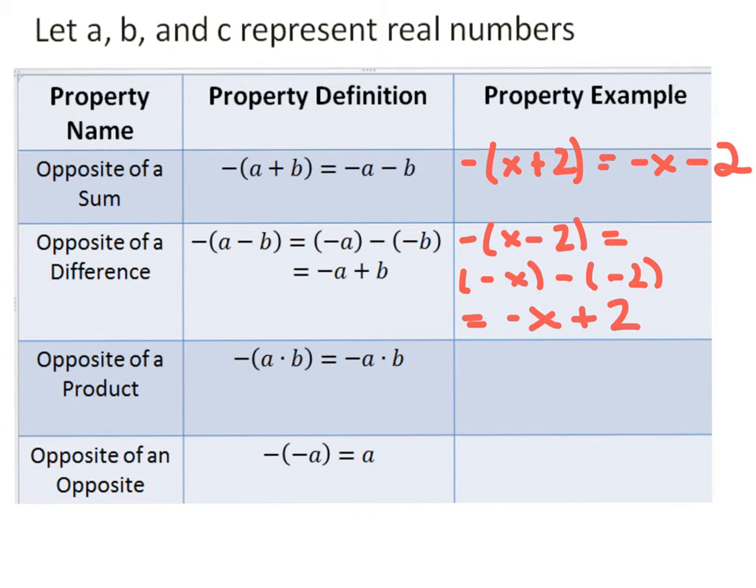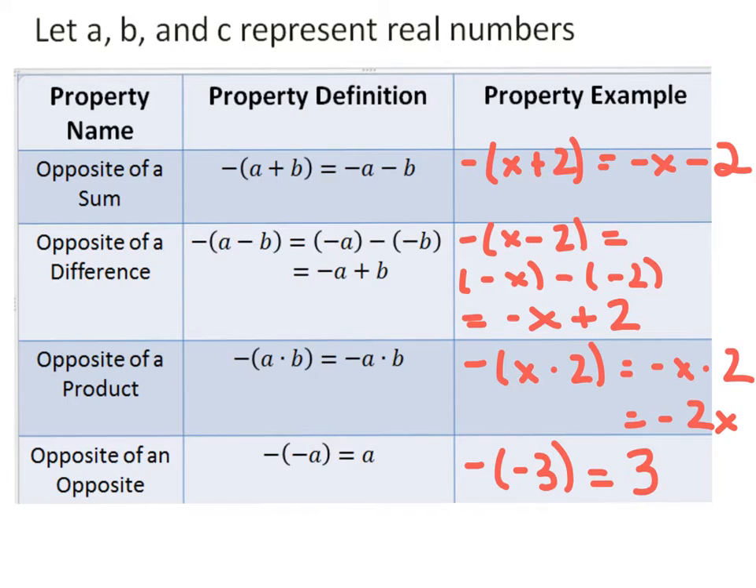The opposite of a product says negative times, in parentheses, a times b equals negative a times b. So our example for this would be negative x times 2 equals negative x times 2, or negative 2x. And the last part is the opposite of an opposite. So a negative times negative a equals a. So a negative times negative 3 equals positive 3.